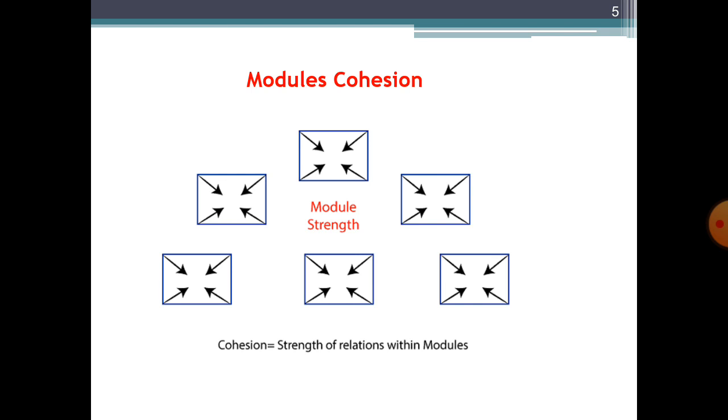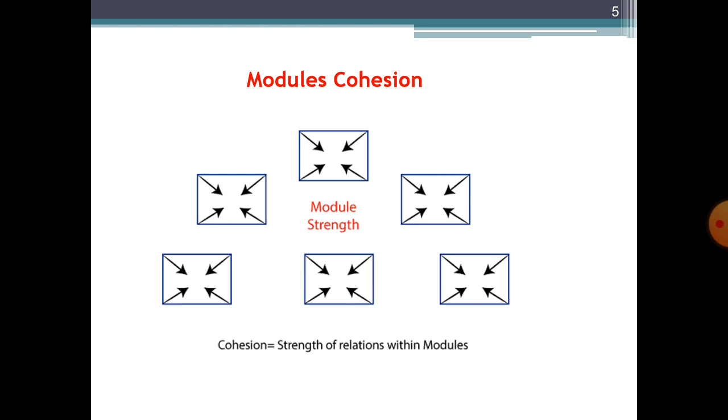And the next one is about module cohesion. So students, what is cohesion? First we discussed module coupling, and now we are going to discuss module cohesion. In programming, cohesion refers to the degree to which the elements of a module belong together. So it is intradependency. The dependency between two modules is called coupling, and the dependency of elements within a module is known as cohesion.